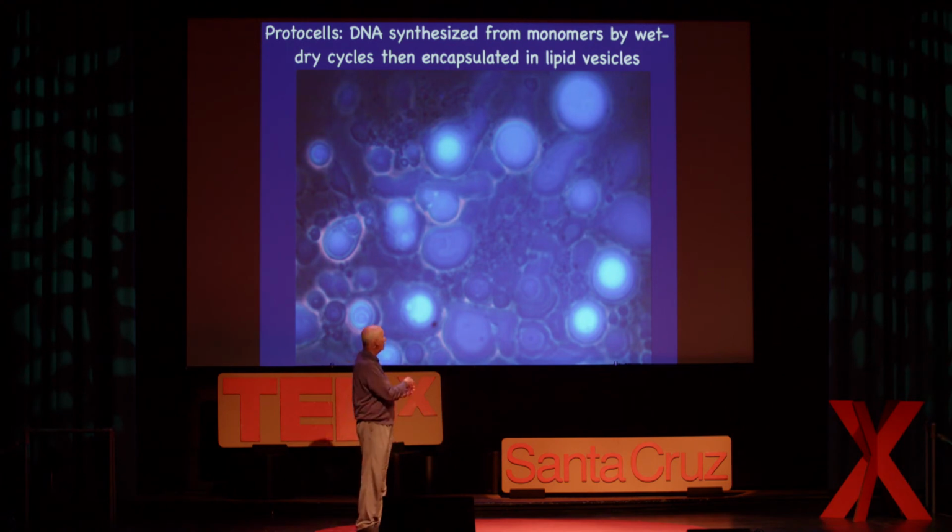We see cellular structures. That's the lipid that you see here. But look inside. That is the DNA that we have synthesized by nothing more than wet-dry cycles, simulating what we see in volcanic puddles, those hot little puddles I showed you. So this now has turned into a new idea. I'm going to show you what that looks like.